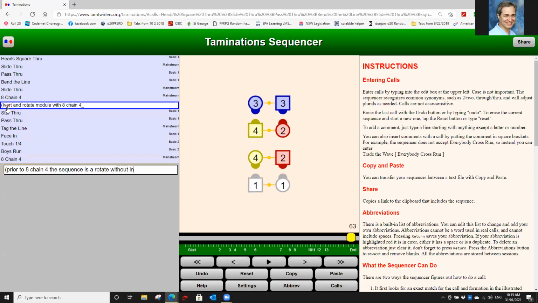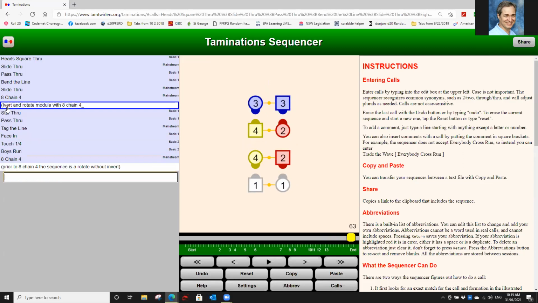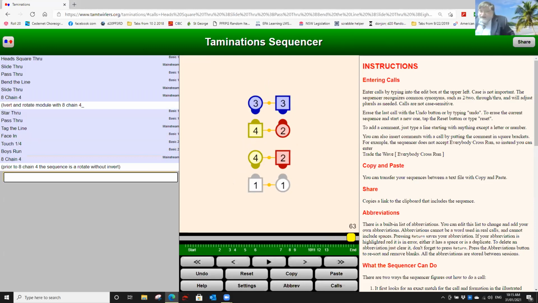So does anybody have any other questions about this stuff or want to do any more? I'm willing to stick around. Okay. Daryl, you made a comment earlier about the invert and rotate as opposed to just the rotate. So I put both of them up there, and how the 8-chain-4 is why it's knowing how to do that.